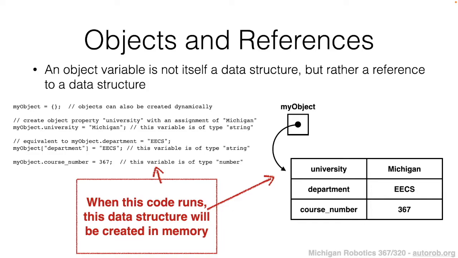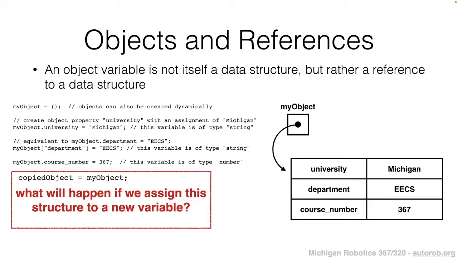And so the question that we should ask is, what happens if we assign this data structure that we created to a new variable? The answer is that since JavaScript bases its objects on references, that new variable, copiedObject, will additionally be a reference to the underlying data structure in memory, right?